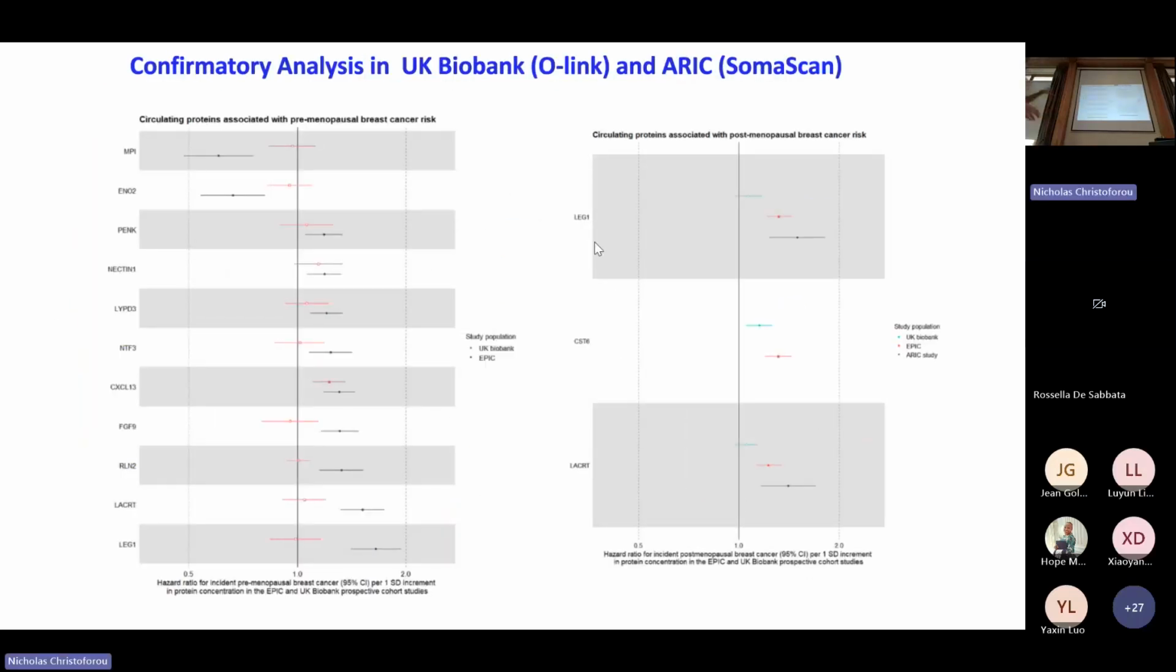Then again, we tried to confirm the results in UK Biobank and in ARIC. In UK Biobank, where we have Olink data, they also have LEG1 measured on the Olink assay, but we saw the results null. This is for postmenopausal breast cancer, whereas we saw a strong positive association in EPIC. But for LEG1, CST6 and LACRT, we were able to confirm those in ARIC and in UK Biobank, which gave us some confidence that we are picking up something meaningful.